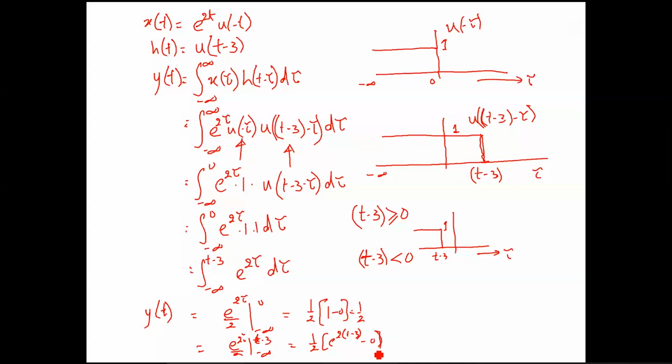So two answers. This is for t minus 3 greater than or equal to 0, and this is for t minus 3 less than 0. So two answers you end up getting for y of t. So in both these examples, the steps are kind of common.